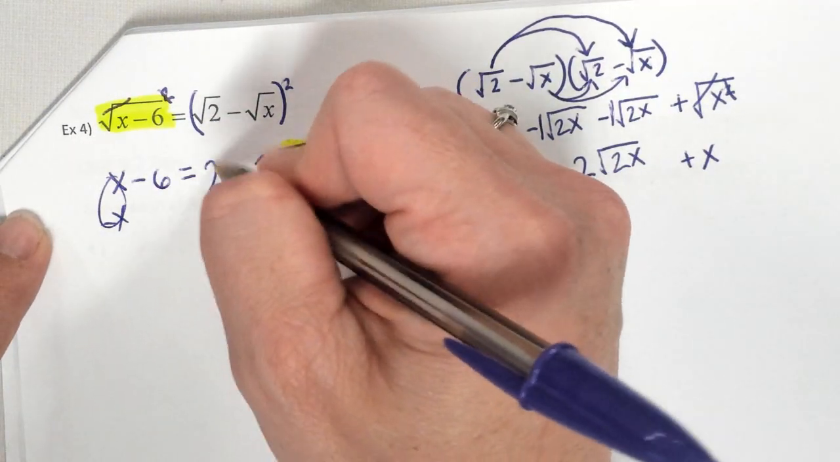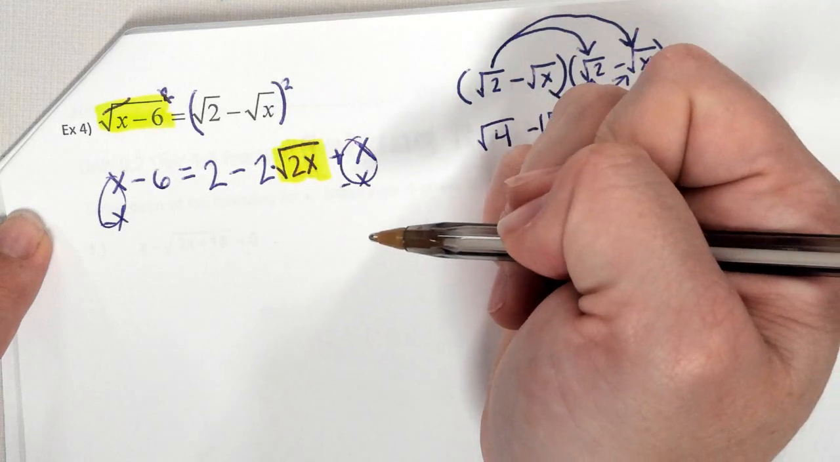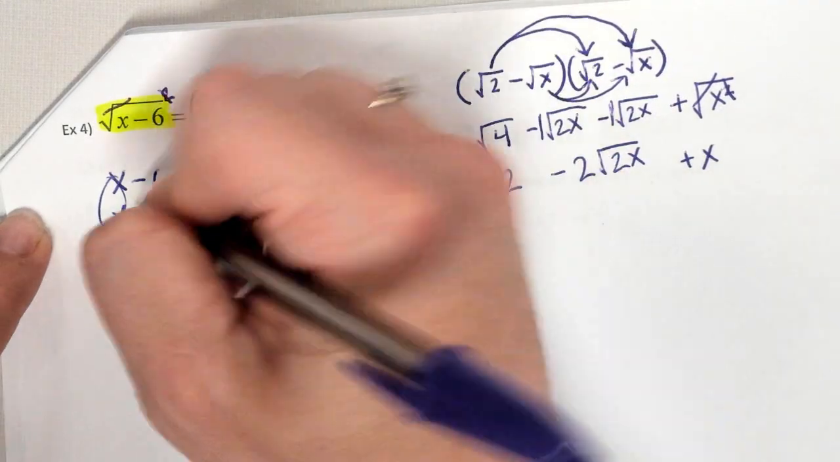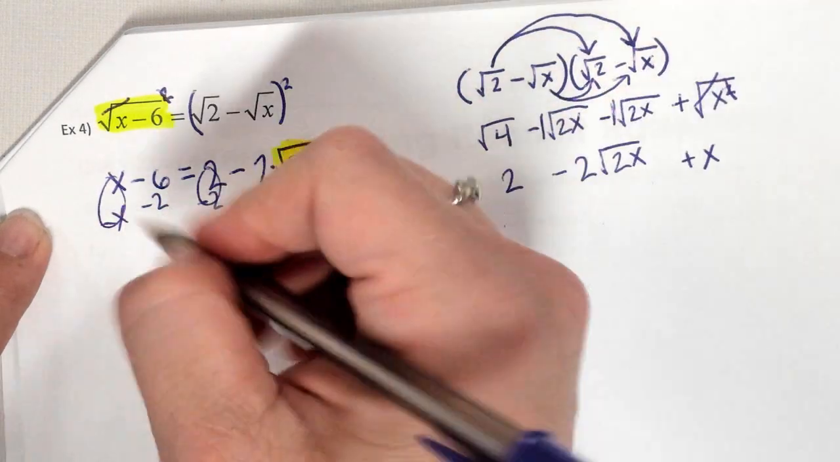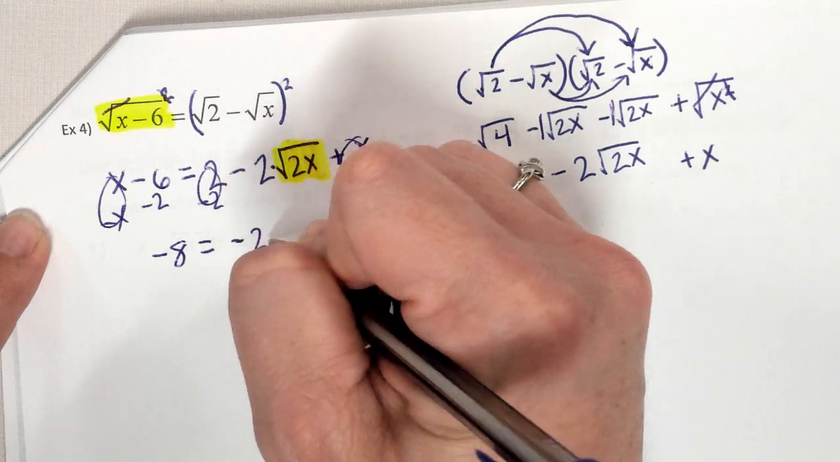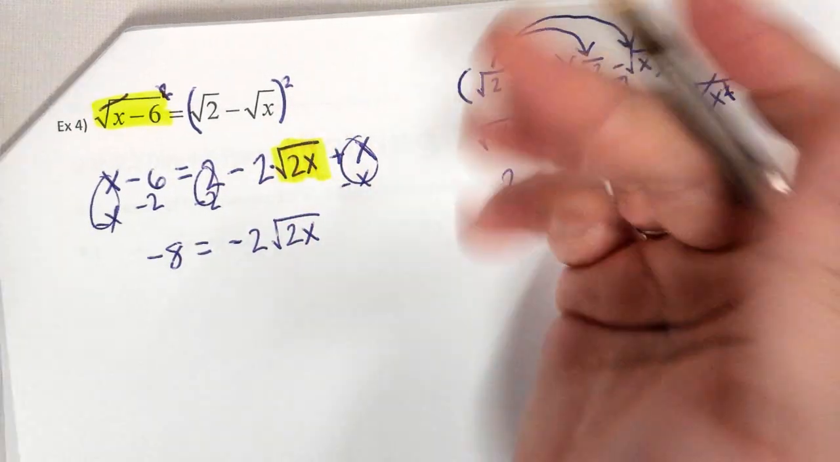And then I have to get rid of this 2, because this one's touching, which means multiplication. We can't get rid of that one yet. How do I get rid of this positive 2? So minus 2 minus 2. And that gives me negative 8 equals. Now that negative is still there because we didn't cancel it.